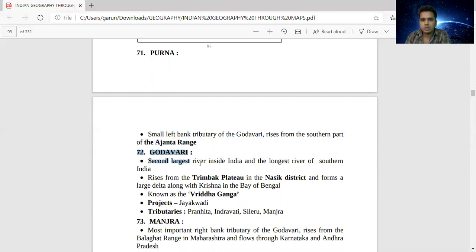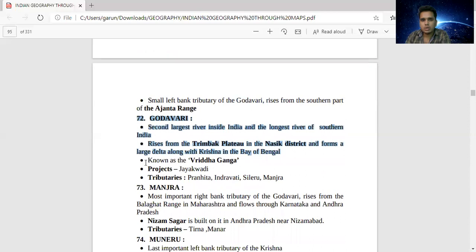72, Godavari: second largest river inside India and longest river of southern India. It rises from Trimbak Plateau in Nasik district and forms a large delta along with Krishna in the Bay of Bengal. Godavari is also known as Vridganga, Budi Ganga.